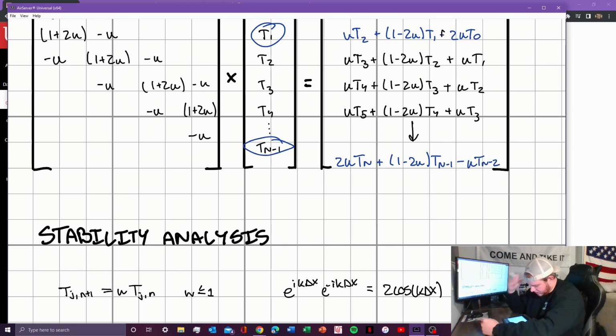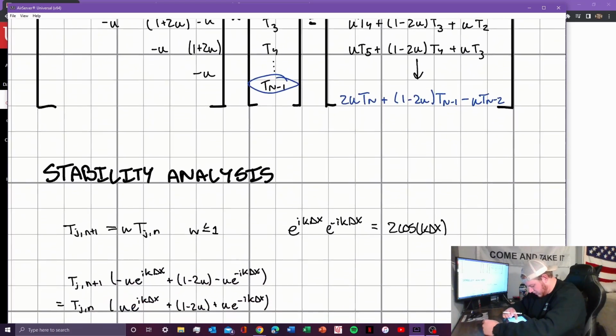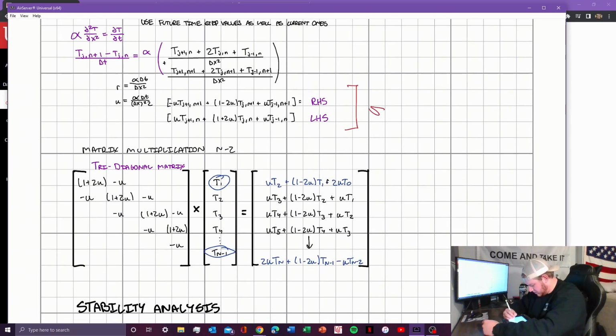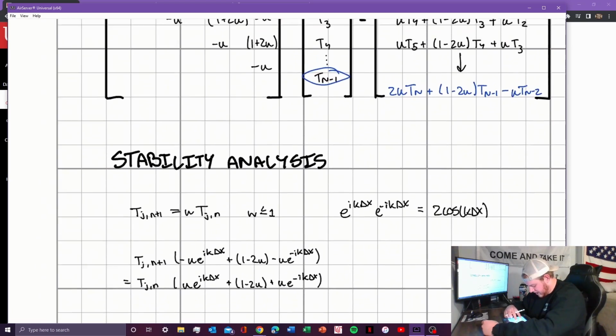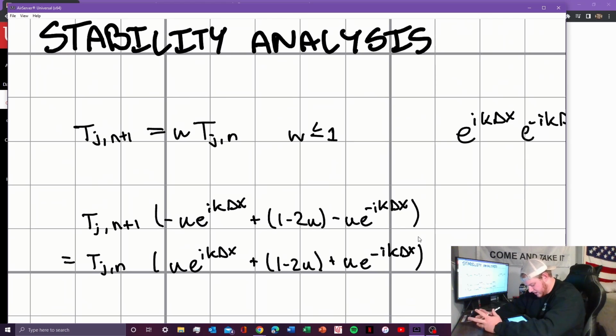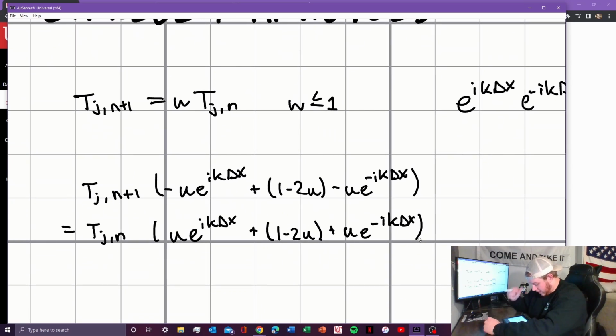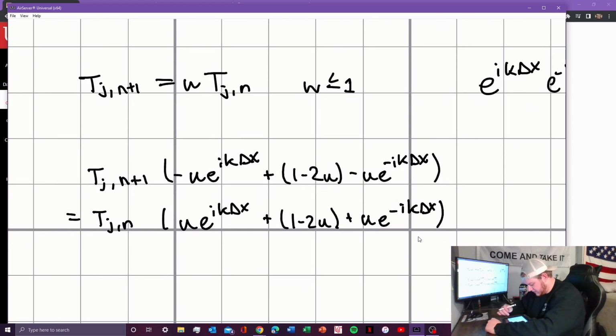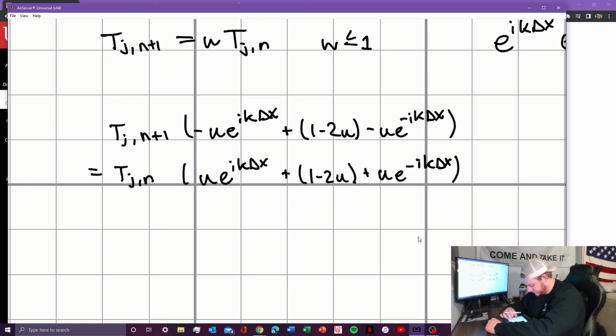Now I went ahead and plugged Euler's into all of this equation here. So that's what this is, just a simplified version of that. On the left-hand side, we have T_j^(n+1) is equal to negative u e^(-ik delta x) plus 1 minus 2u minus u e^(ik delta x), and then the right-hand side is T_j^n, not T_j^(n+1). And then we just have a couple switches of positives and negatives in there.